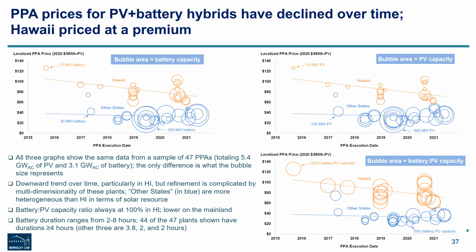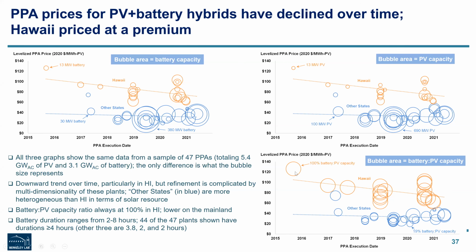But it might also reflect the fact that virtually all of these plants have a battery that is sized at parity to the PV capacity. So we're looking at 100% storage to generator ratios here, really across the board in Hawaii. And as we just saw, the larger the battery, the higher the cost. And so that's going to get passed through in a higher PPA price.